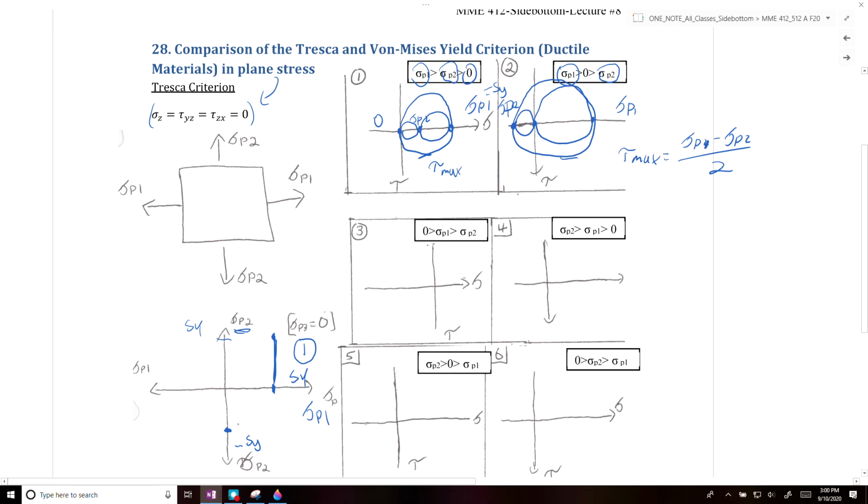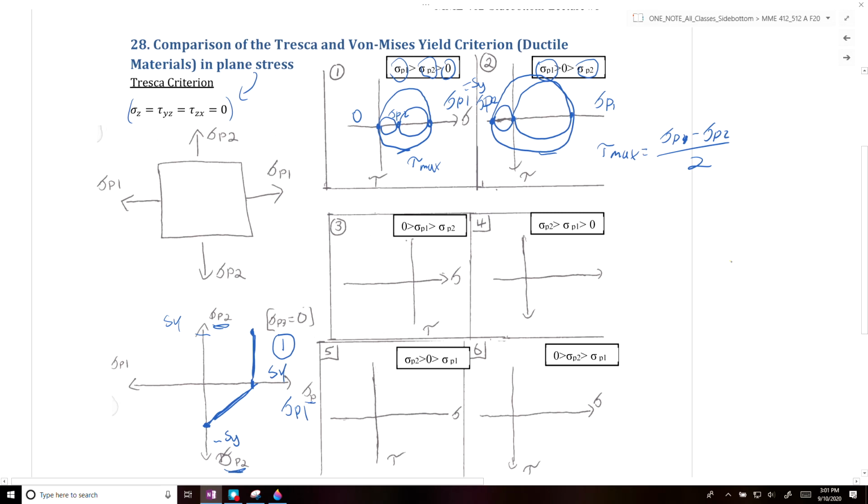Okay, so what that ends up looking like is a line that will go from the yield strength if you had only sigma p2 being applied to if you only had sigma p1 being applied. So it'll look like a line here would be the boundary between failure and no failure within the material. Okay, so this would be equal to sy here.